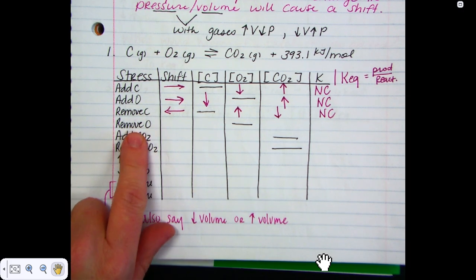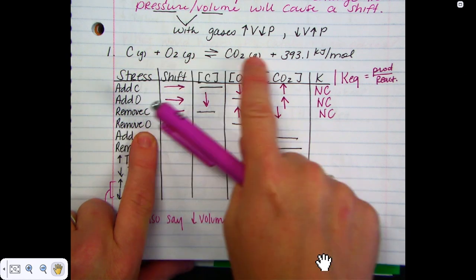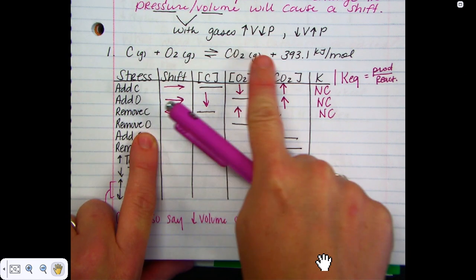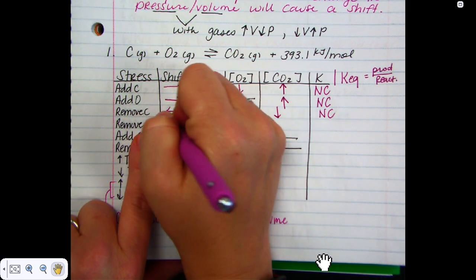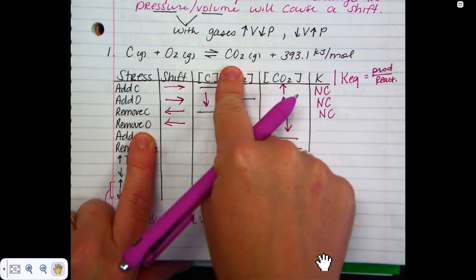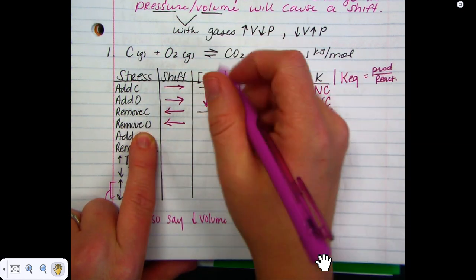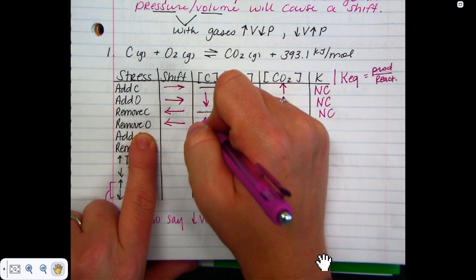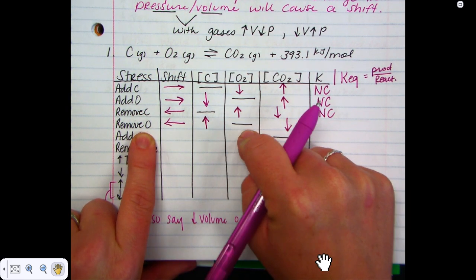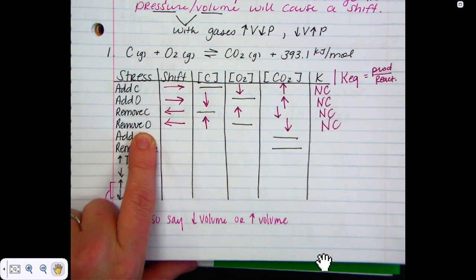All right, if I remove oxygen, same idea. I've gotten rid of some O. The only way to make more is to shift in that direction. So I shift to the left. The amount of carbon dioxide goes down because I'm breaking down the carbon dioxide. The amount of oxygen and the amount of carbon are going to go back up. So we're going to be able to replace the oxygen that was removed and we'll make more carbon. And no change again in K.